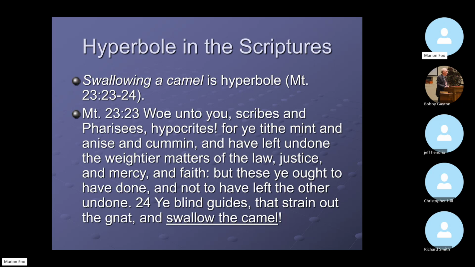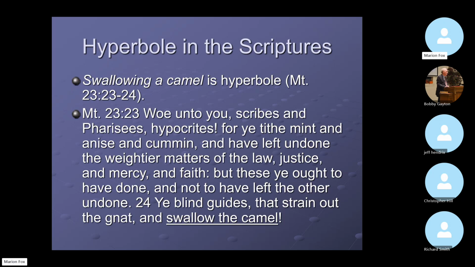He goes on and says, "You blind guides, who strain out a gnat and swallow a camel." So right here, straining a gnat. So you have something that you've poured out and some gnats in it, and you run it through a strainer and get the gnats out of it. So you don't drink a gnat. But you're willing to swallow a camel. That's hyperbole. You'll strain a gnat out, but you'll swallow a camel.